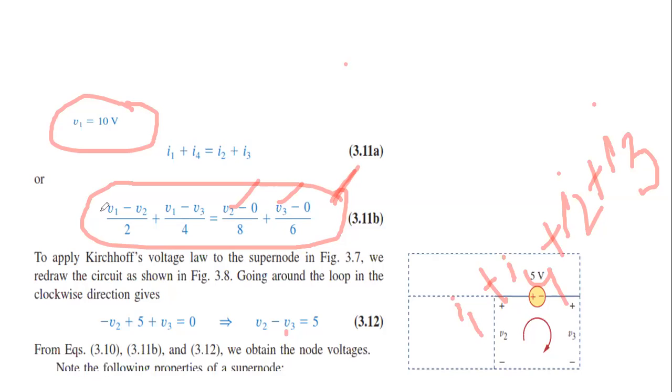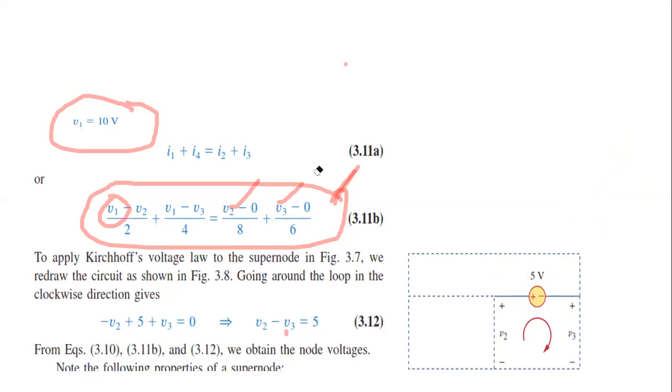V1 we know, but V2 और V3 नहीं पता. So for V2 and V3, we have to write one more equation. We remember that in case of super mesh, we wrote KCL. Now in case of super node, we will write KVL. So we have to apply KVL here.